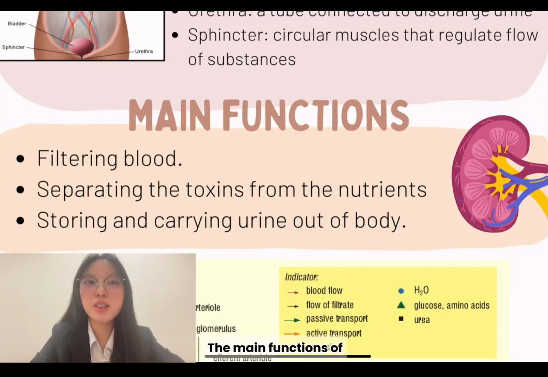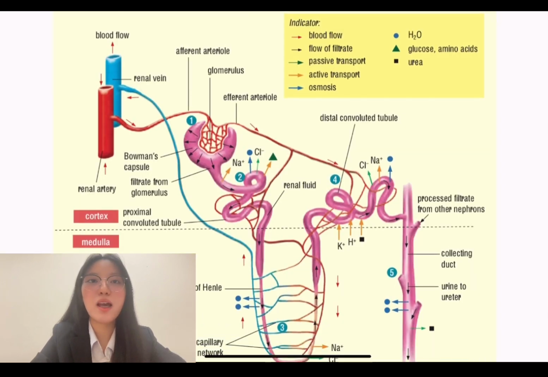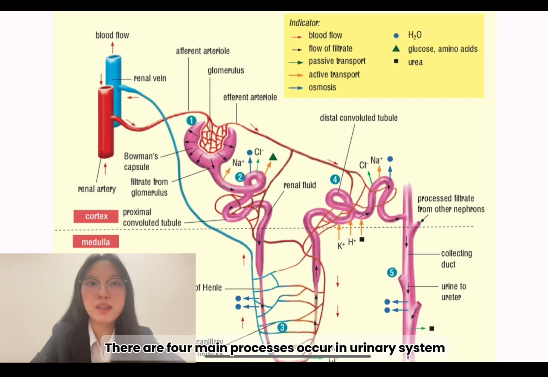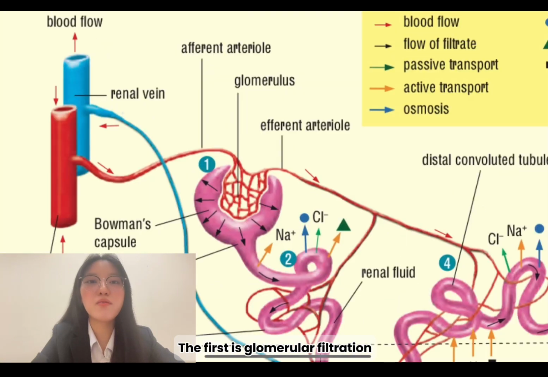The main functions of the urinary system are to filter the blood, separate the toxins from the nutrients, and store and carry urine out of the body. There are four main processes that occur in the urinary system. The first is glomerular filtration, which occurs in Bowman's capsule.